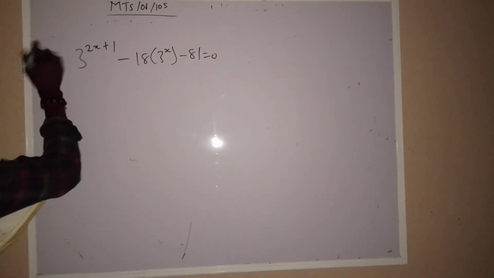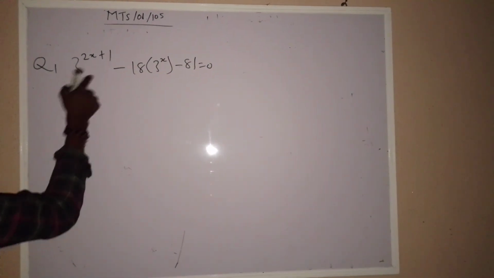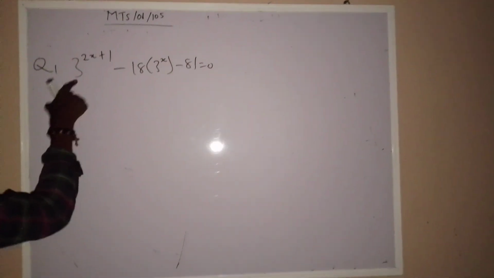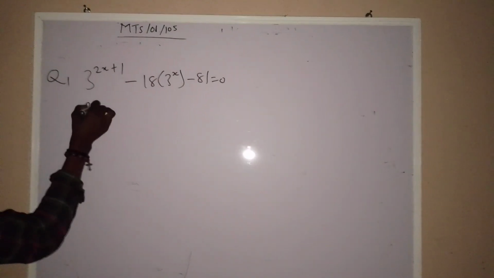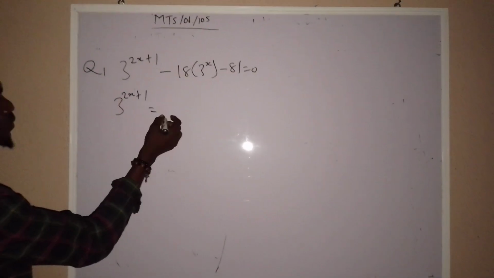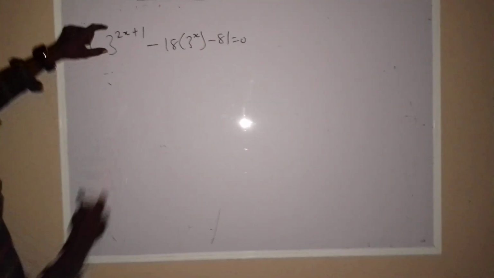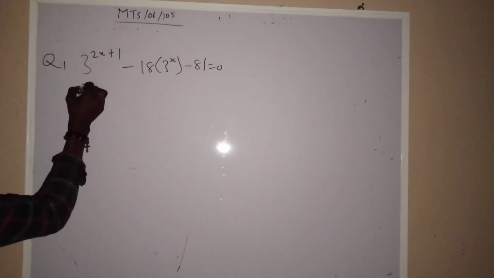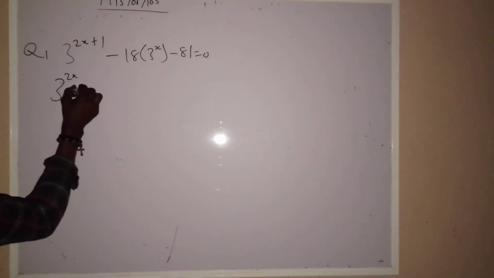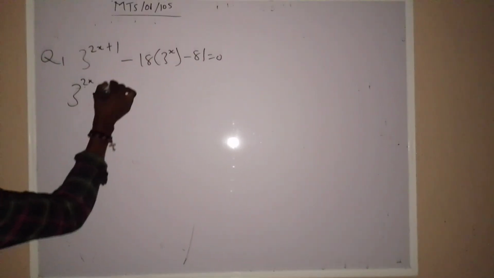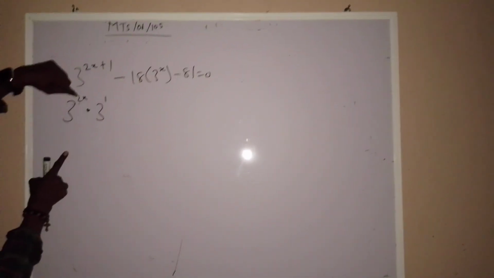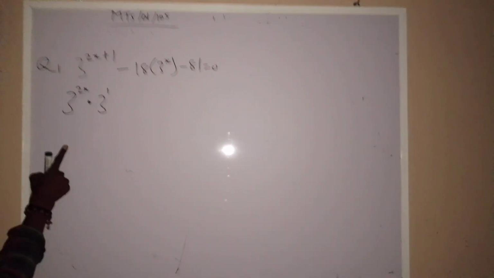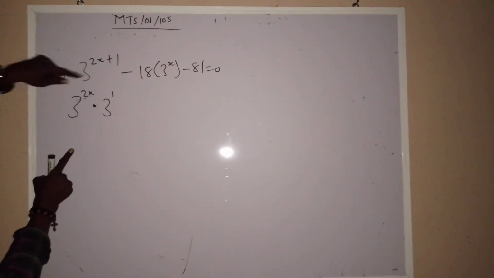Question two: this one is already converted, so you cannot find any index anymore. 3 raised to the power 2x plus 1 is the same thing as 3 raised to the power 2x times 3 raised to the power 1. Do you agree? If you take one of the base, you get this one back. So I separated it back to the original question.